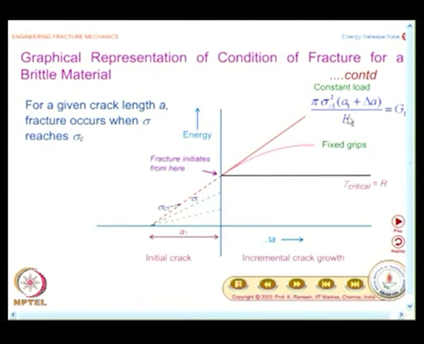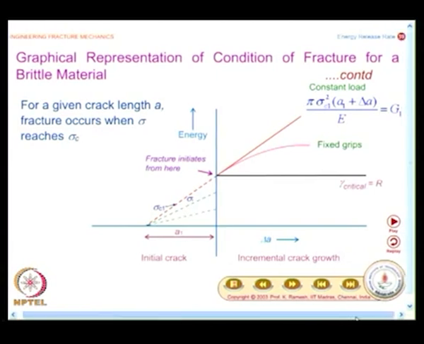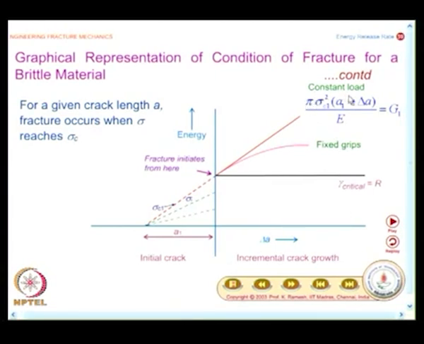For the case of constant load, the energy availability will keep on increasing as the crack grows in length. As the crack grows, the energy will keep on increasing, because the energy for the formation of crack surfaces was coming from external work done, and as the crack is advancing, you will have more and more work done by the external force, and this would be available.